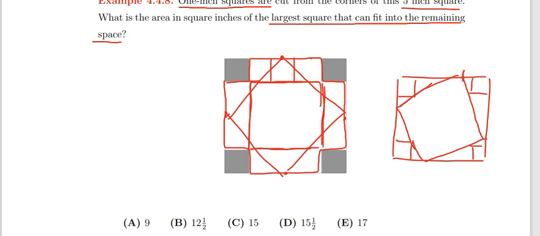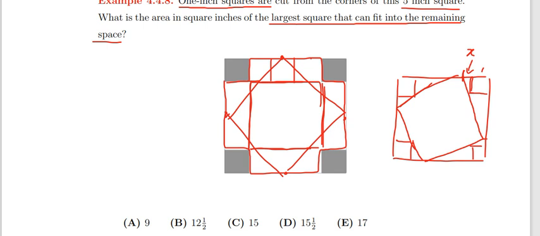So we put this as x. X is here, from this point to here is x. So this is 1. So we want to find this x.